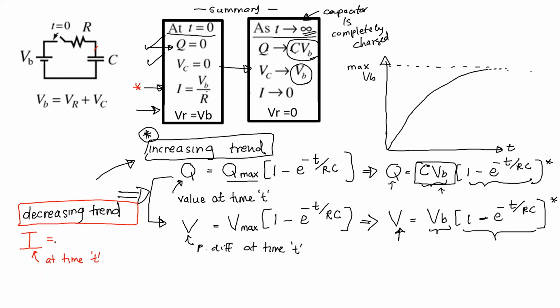The equation is very similar to the previous one, but a little different. It also starts with the maximum value the current can have. But now you don't have that 1 minus part. Instead, you directly have the exponential factor e to the power negative t divided by RC.